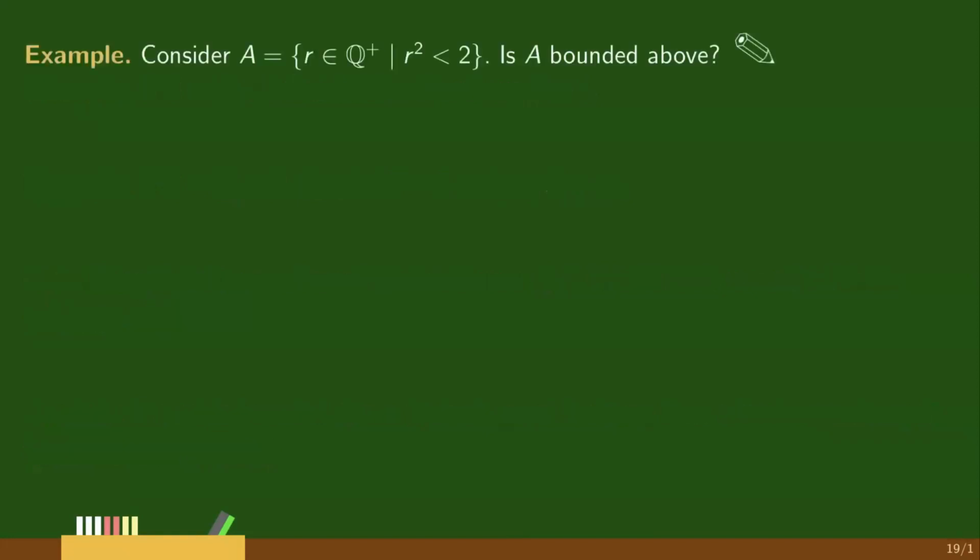Halimbawa, bibigyan ko kayo ng example na hindi kasing simple ng mga intervals. Halimbawa, let's consider the set A of ano naman ng A? Ano ibig sabihin ng Q plus? Ang ibig sabihin ng Q plus in this case ay positive rationals, okay?